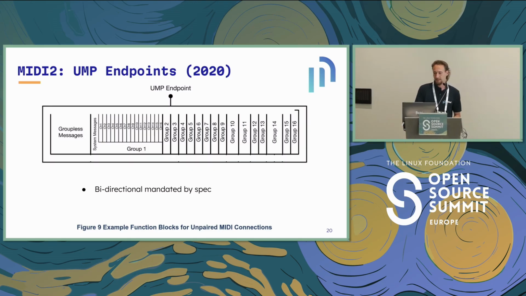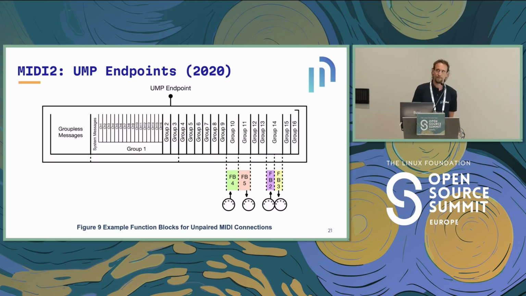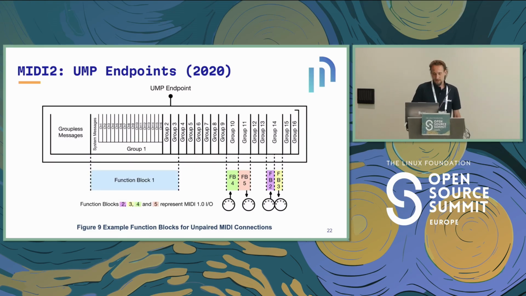So why do we have 16 groups? It's because you can hook up MIDI ports on top of these groups. So you can, for instance, map a bidirectional port on group number 14 and an input and an output on a different group. But you can also have a synthesizer which has more voices and so on on the function block, which will then, in this case, use 3 groups.